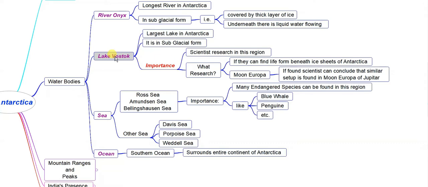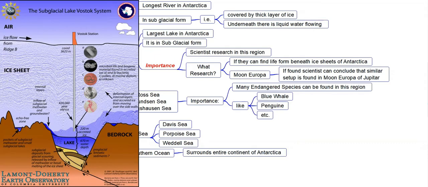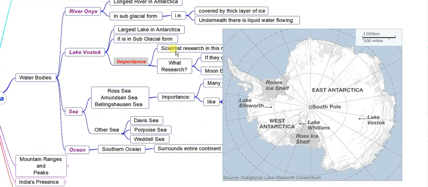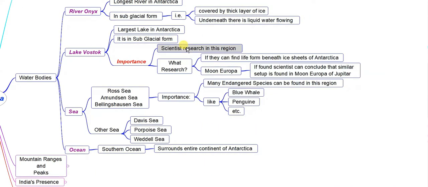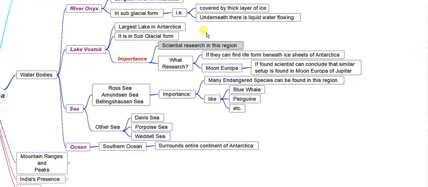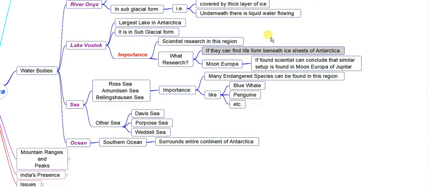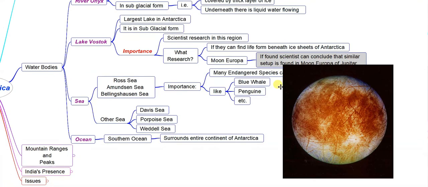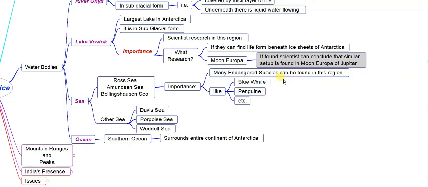Then there is Lake Vostok, which is the largest lake in Antarctica, and it is also in subglacial form. Now, what is its importance? Scientists do research in this region. अब research वो लोग किस तरीके से करते हैं? If they can find life forms beneath the ice sheets of Antarctica, then they can conclude that a similar setup is found on Moon Europa of Jupiter as well. So do note this part: Moon Europa of Jupiter, and a research center is present at Lake Vostok.